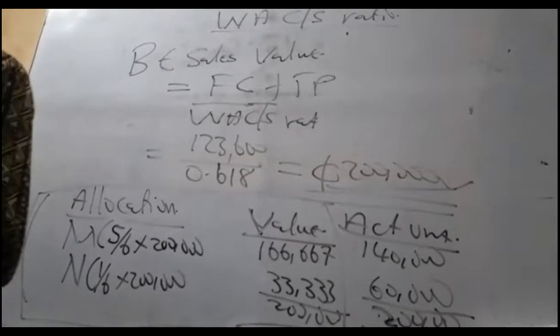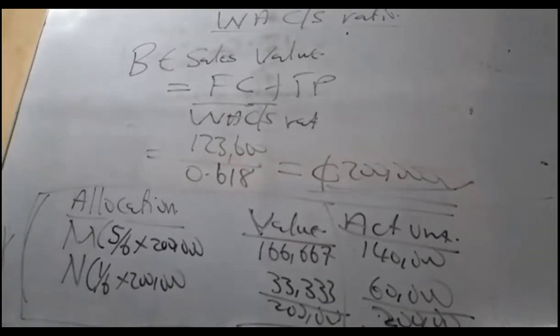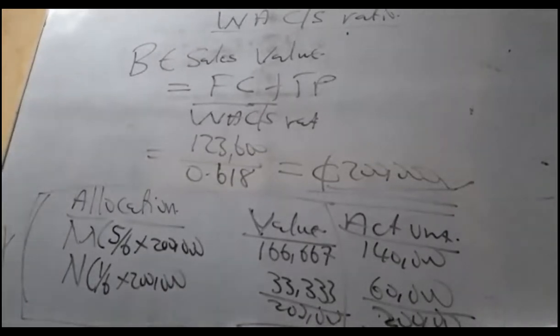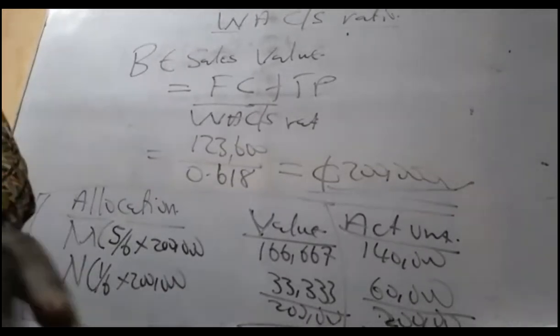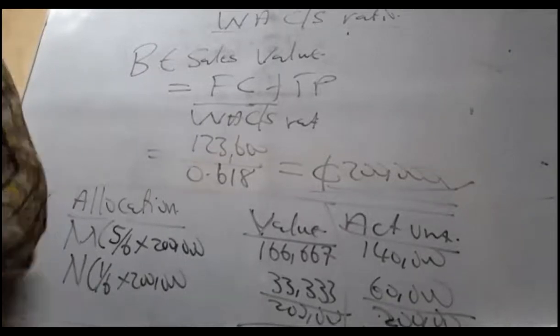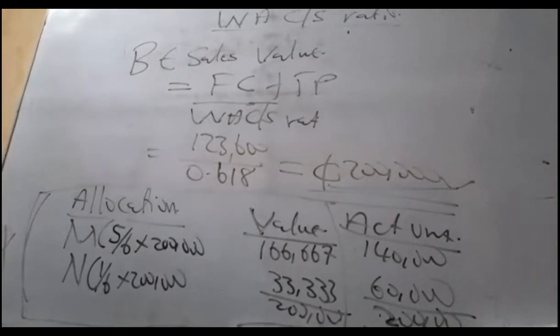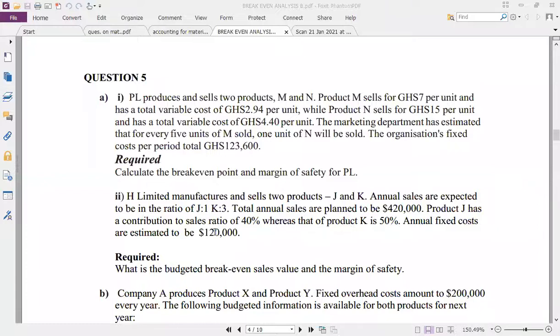They can also ask you margin of safety, and then they have to give you a budgeted sales revenue. So I'll use question 6 to explain that. Let's go to question 6 and let me start explaining that one. From there, we now start solving questions. Before, we were not solving questions, we were explaining the principles.